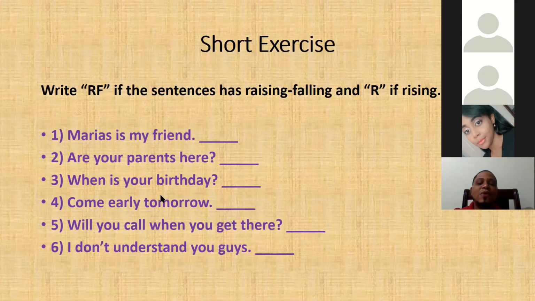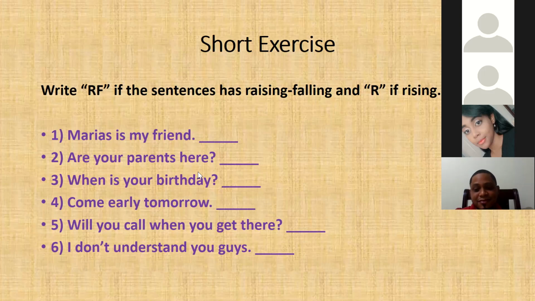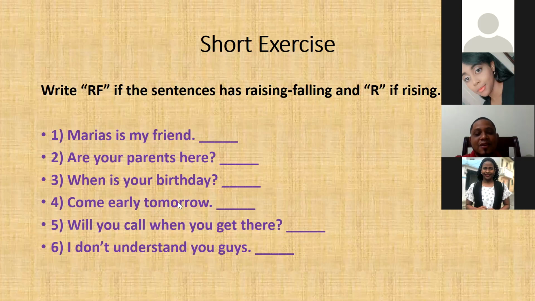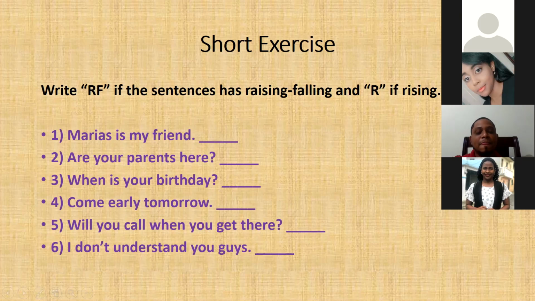Can you tell me which is the one that is not correct? Go on, Maria. I think the number 4 is not correct because it is rising, falling intonation because it is an imperative sentence. Okay. Number 4, very good, Maria. Number 4 is an imperative sentence. Maria says, if it is imperative, it is a command. And we said that commands are rising, falling. So be careful with that.